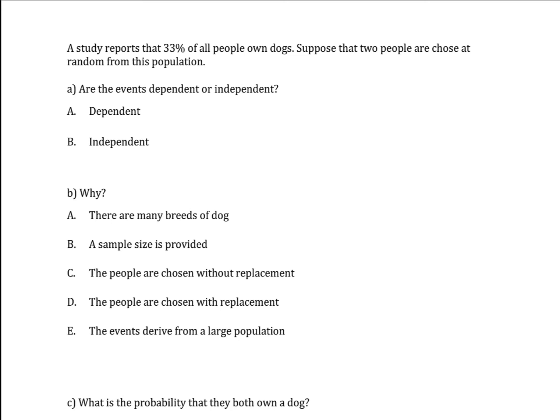A study reports that 33% of all people own dogs. Suppose that 2 people are chosen at random from this population. Are the events dependent or independent?